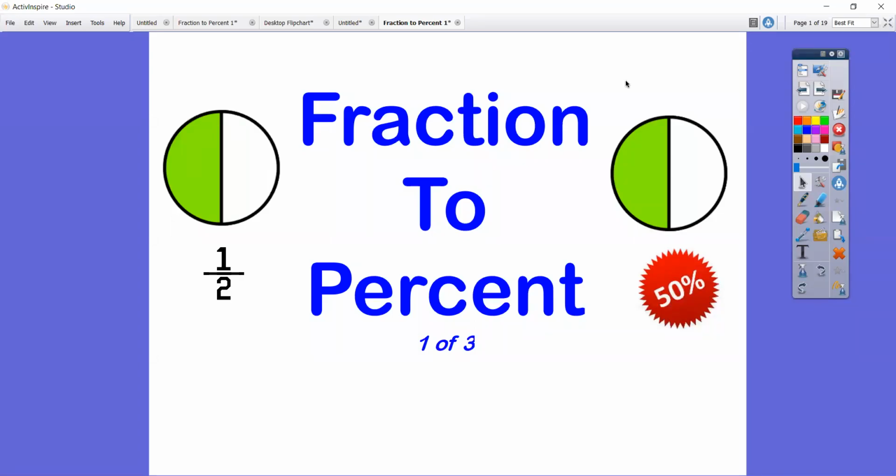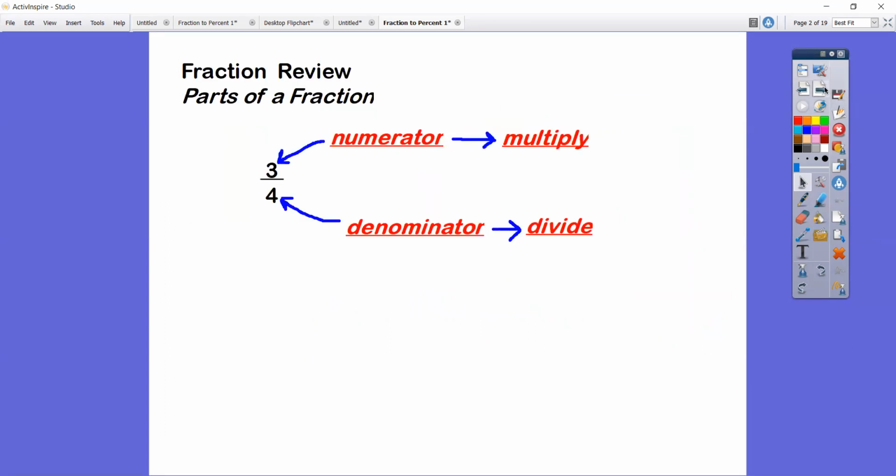In this lesson, you will be learning one method for converting fractions to percent. This is lesson 1 of 3. Although most of us know that half is the same as 50%, many of us do not know how to prove it. In this lesson, together we will learn how. But first, a quick review.